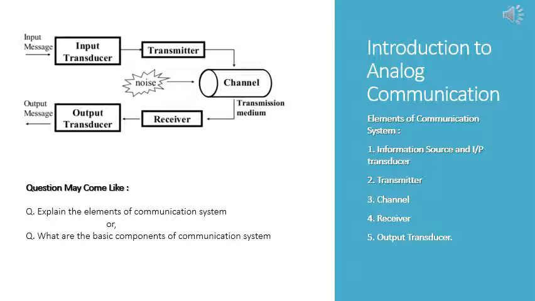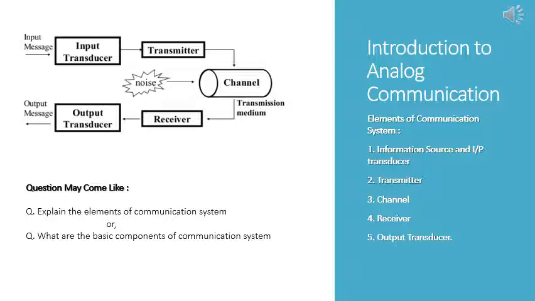Then we have the receiver at the end, which recovers the message signal that we transmitted at the beginning. In the receiver, the demodulation of a signal happens. We will see what demodulation is all about, where we extract the message signal from the carrier signal that we initially transmitted at the beginning. So this is what the receiver is all about, and at the end we have an output transducer.